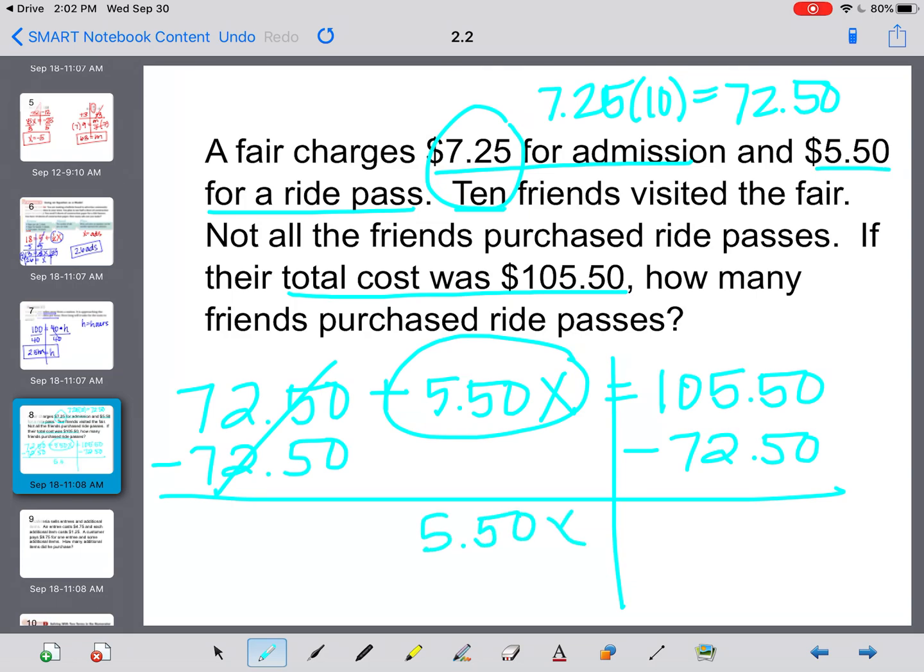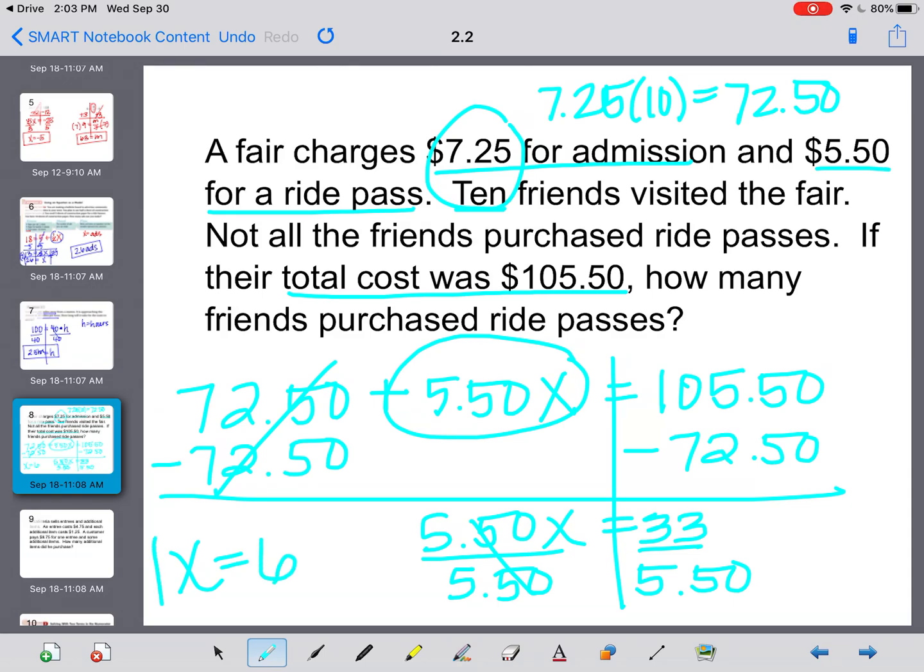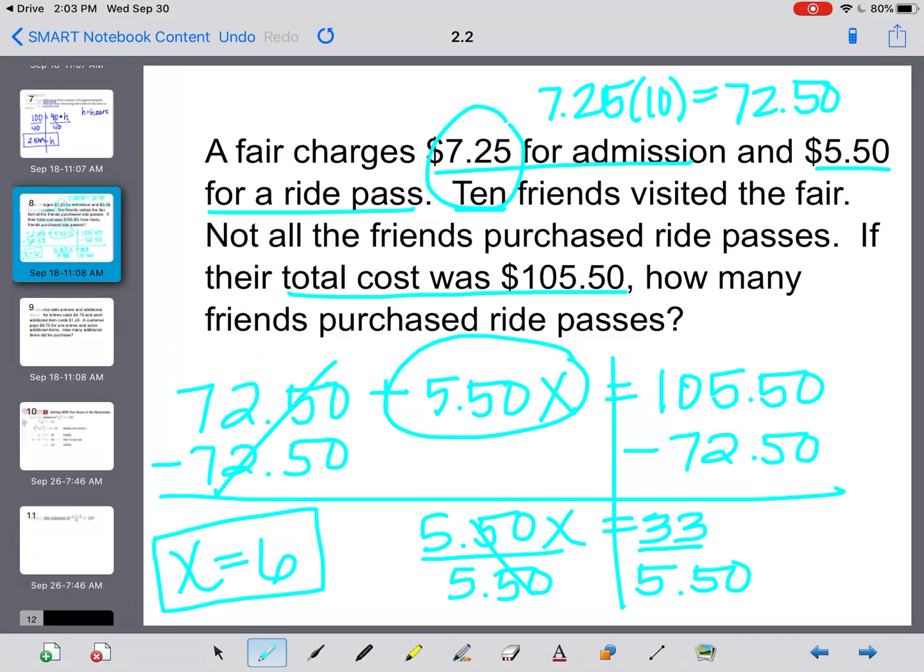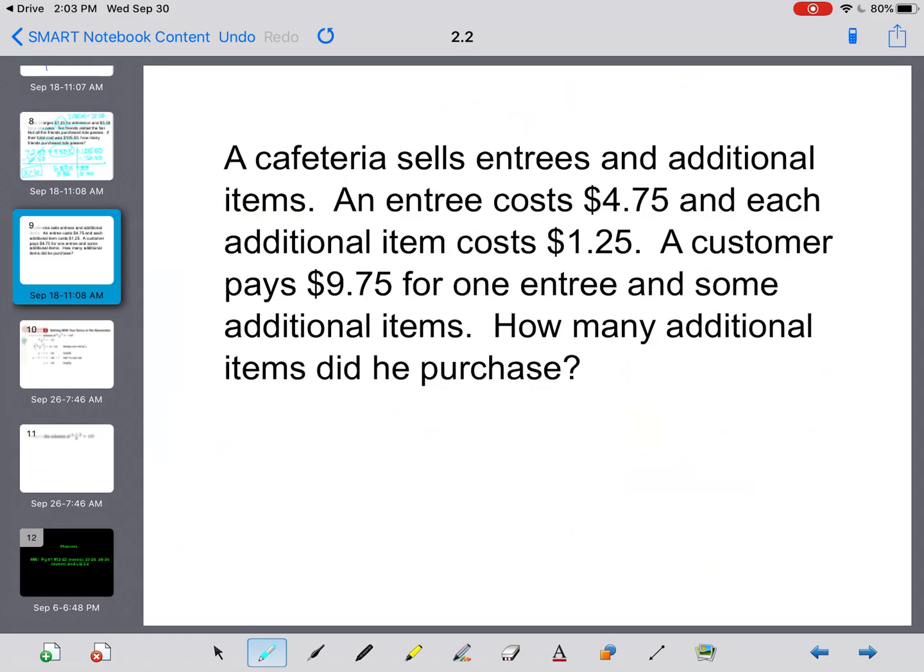Okay, so once they paid their admission, how much did they have left to spend on ride tickets? 105.50 minus 72.50 is $33 even. I'm going to divide that into groups of $5.50 because that's what they had to pay if they wanted a ride pass. And that will tell us that this group of kids bought 6 ride passes.